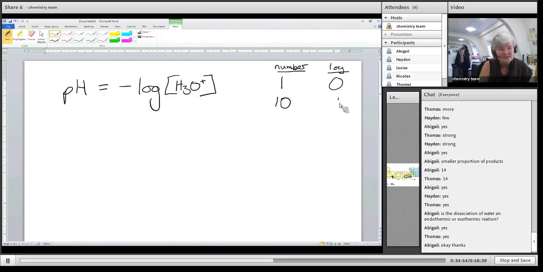10 has a log of 1. 100 has a log value of 2. 1000, can you get the picture, is a log value of 3. Basically what your log scale is doing, it's giving you how many decimal places there are. Well, not so much decimal places, but how many values you've got.